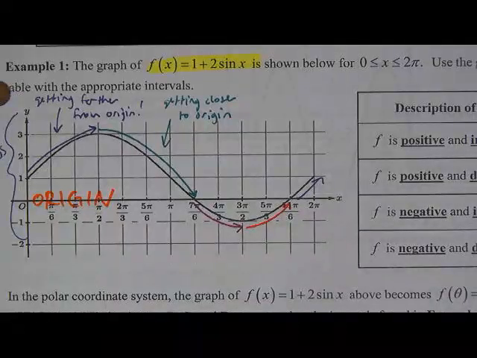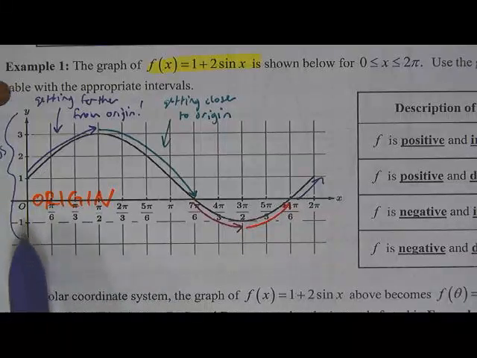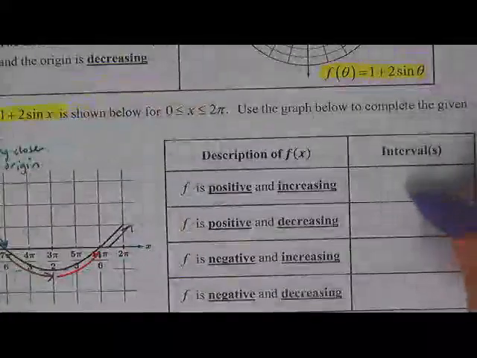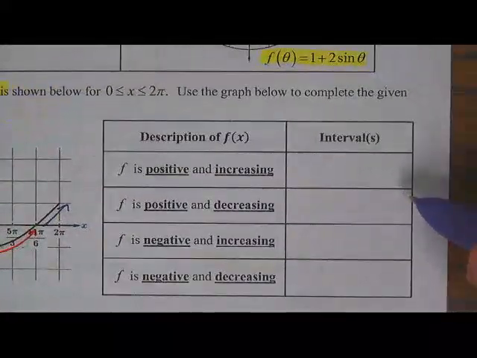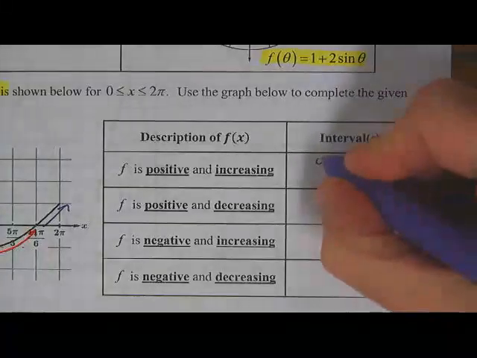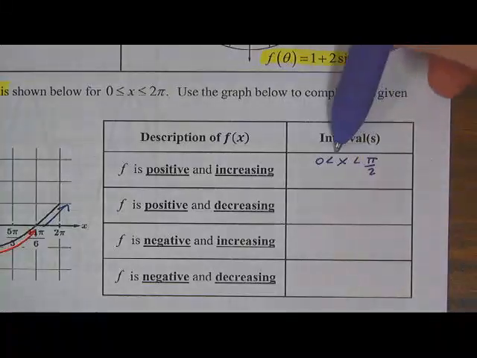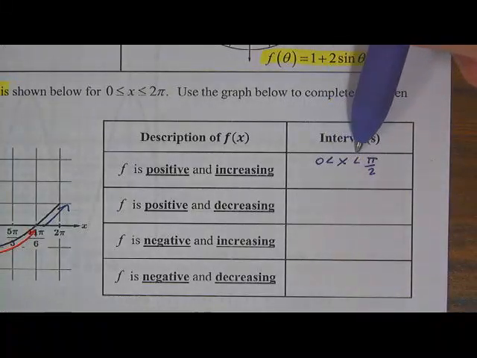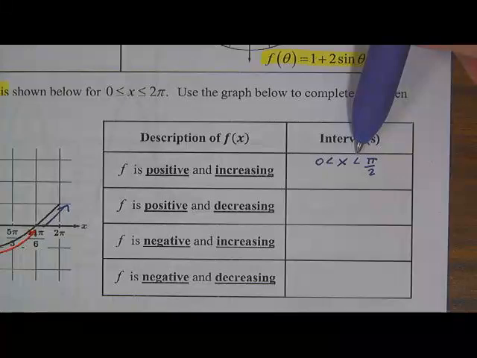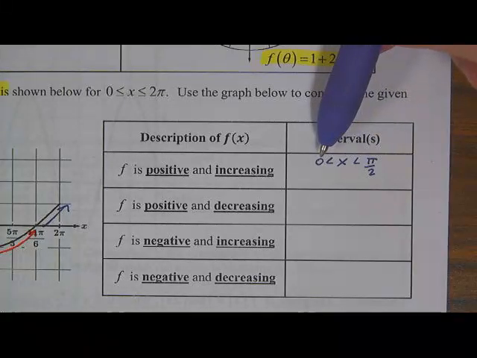What does positive mean? Above the axis. Negative is below the axis. So we're looking for positive and increasing. Where is that happening? 0 to pi over 2. So you're going to have to write kind of small in this top box because you're going to write 2 different intervals. From 0 to pi over 2, and just as a reminder, we don't use or equal to when we're talking about increasing and decreasing because you can't really say that the graph is increasing at 0. That doesn't make sense.